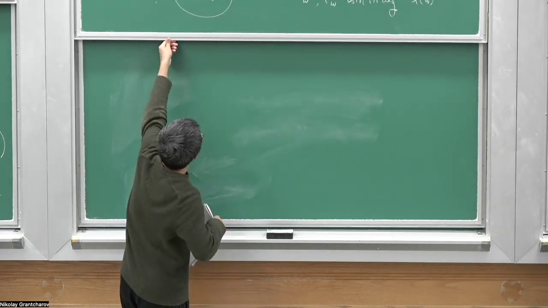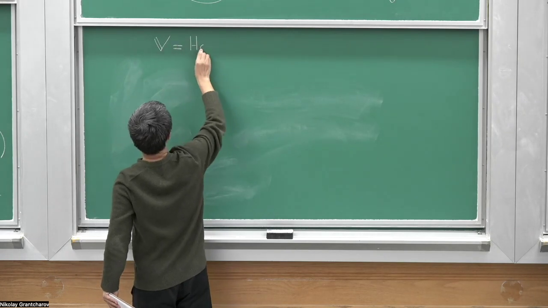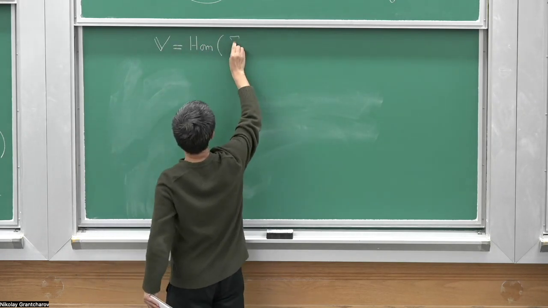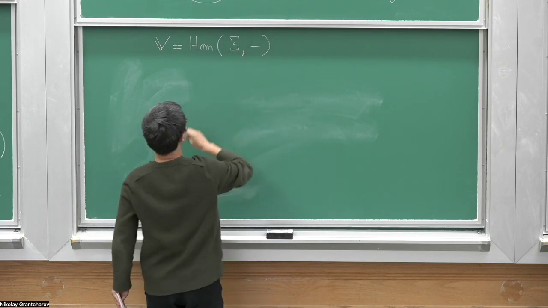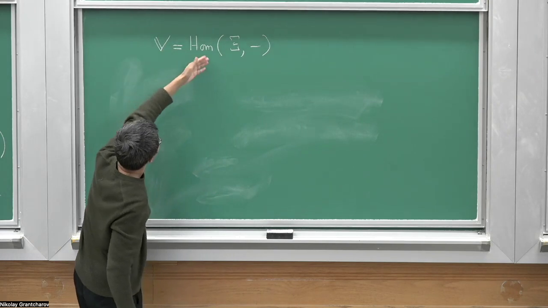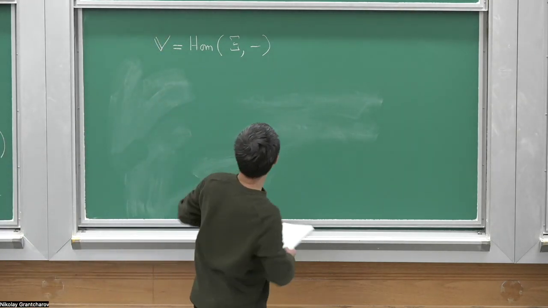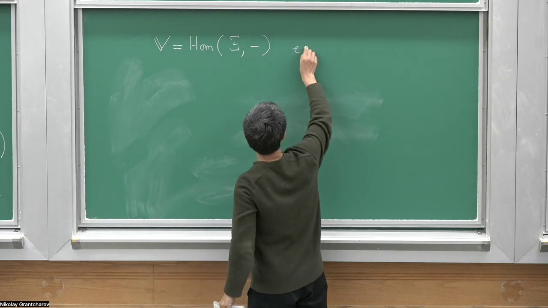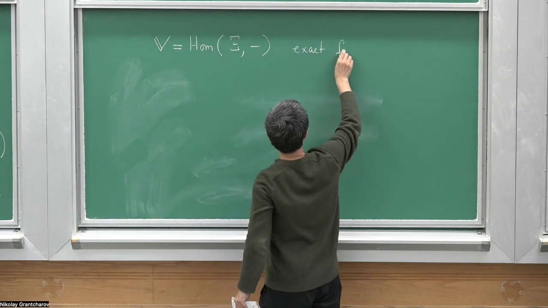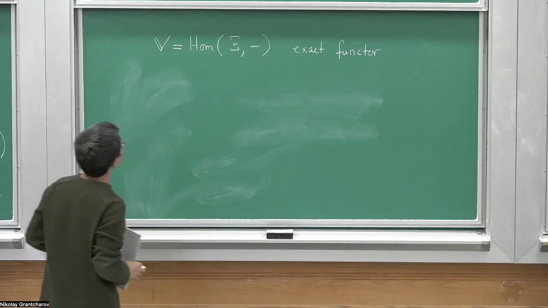So using this object, we can describe this functor as co-represented by this one. This is performed inside that abelian category. And because it's a projective object, this is an exact functor on this category.